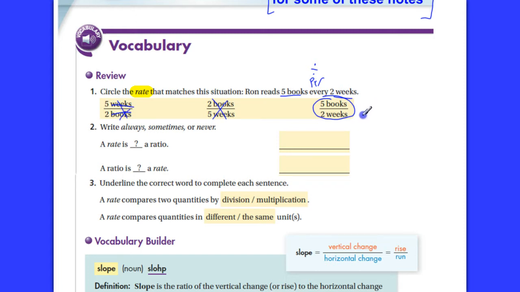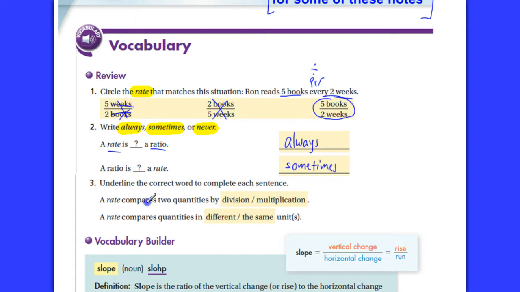Number 2 is a tricky question that you may not be familiar with. It's asking: does the word always, sometimes, or never best fit these 2 words? A rate is a ratio. It's interesting because some people think that a rate and a ratio are the same thing, but they're not exactly. So let me tell you the answers, and hopefully they'll explain it as we get to number 3. A rate is always a ratio. I'll tell you what a rate is in a minute if you don't know. And a ratio is sometimes a rate.